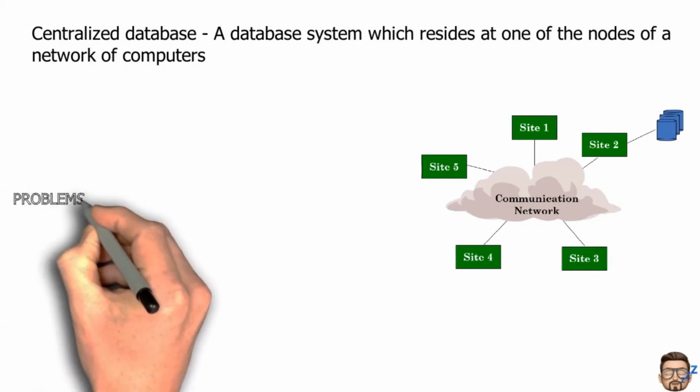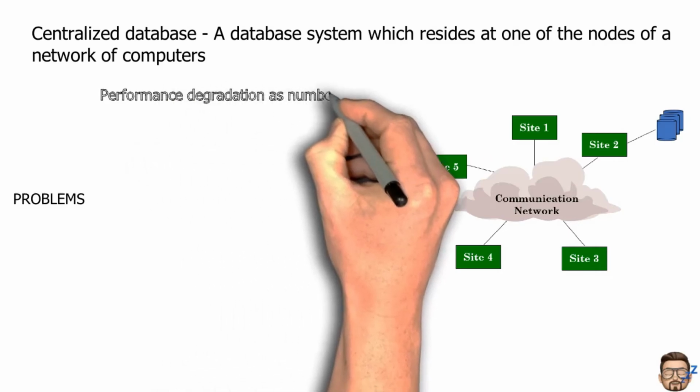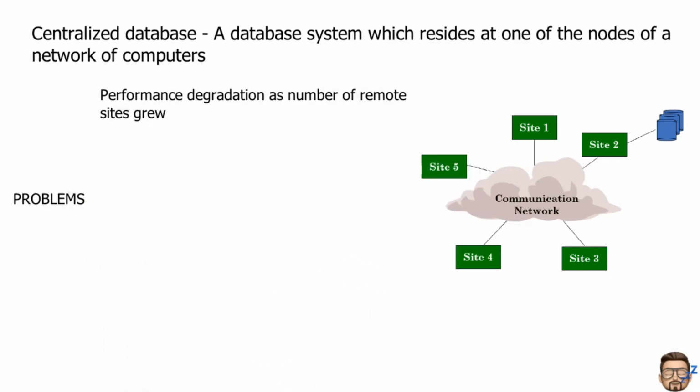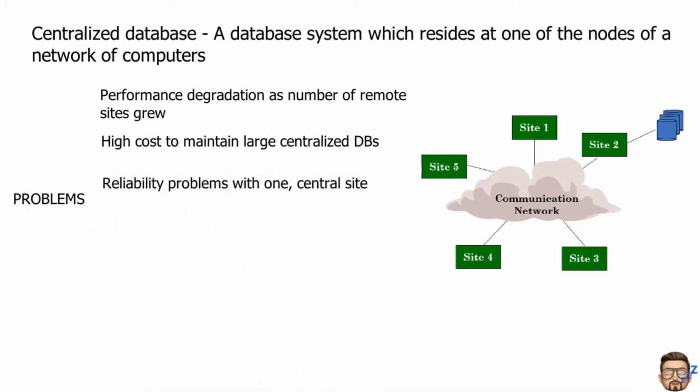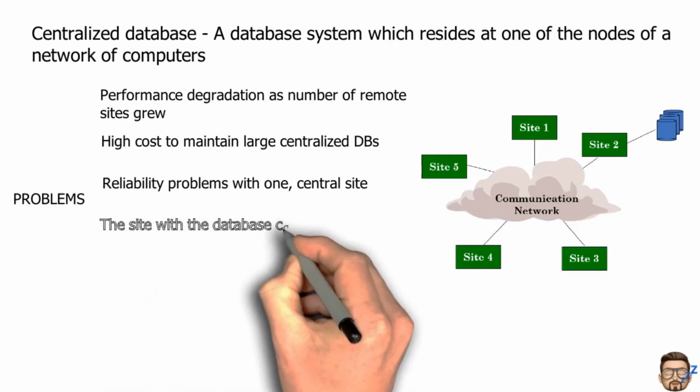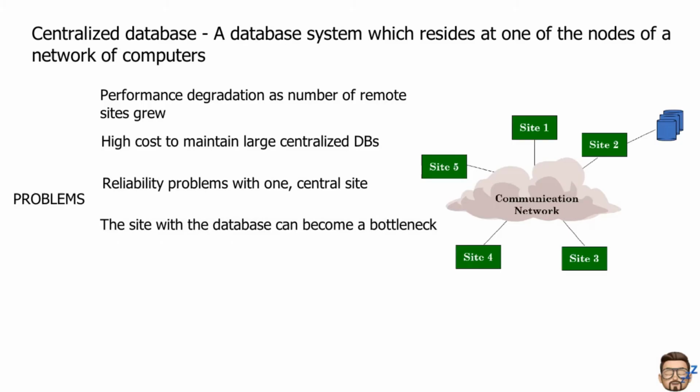Even though it's still being used, a centralized database has so many problems. The first one is performance degradation as the number of remote sites grows. Sites grow means more users. Performance of the database might be degraded because of that. The second one is the high cost to maintain large centralized databases. The third one is reliability problems with one central site. With lots of users, you might not be able to access the database at peak hours.